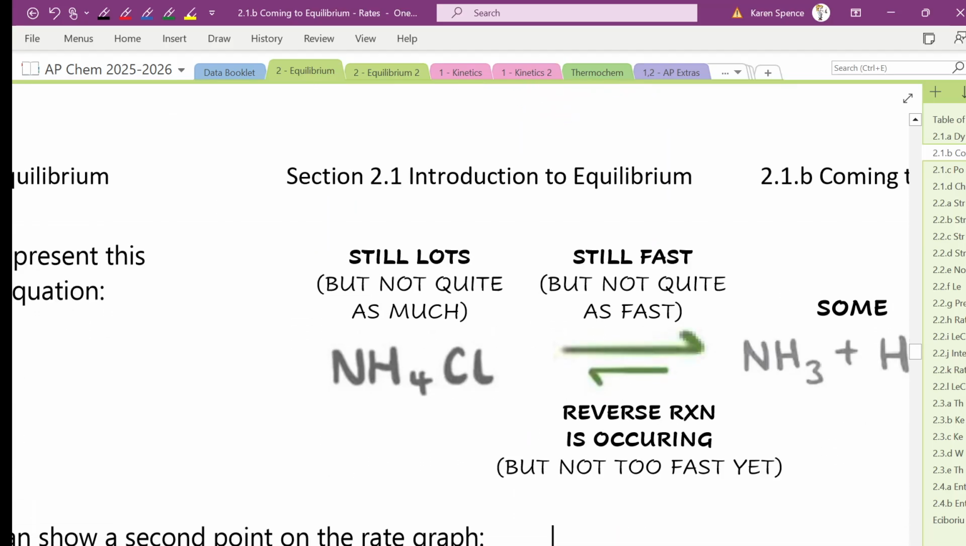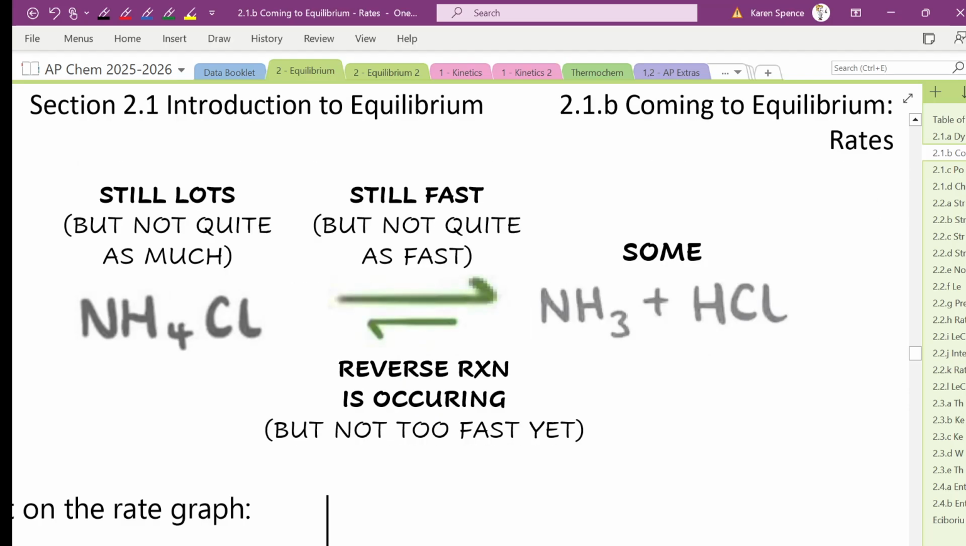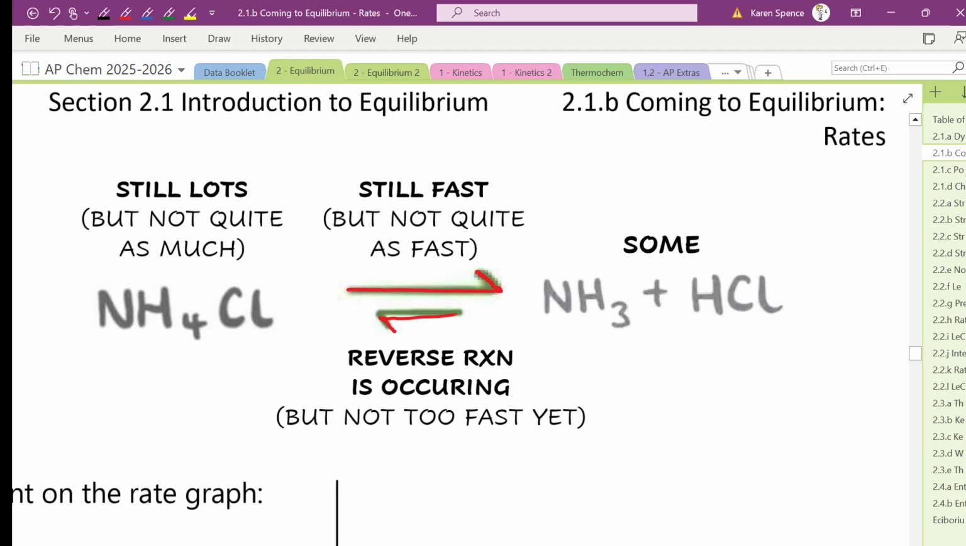So what is that going to look like in our arrows? Normally, we don't draw arrows with different sizes, but when we're first starting out learning about equilibrium, we'll show the process where we have our forward rate as being faster. We'll show that with a bigger arrow. Okay, so it's still fast, but not quite as fast as it was before. And now we have the reverse rate, which is also occurring, but it's not too fast yet.